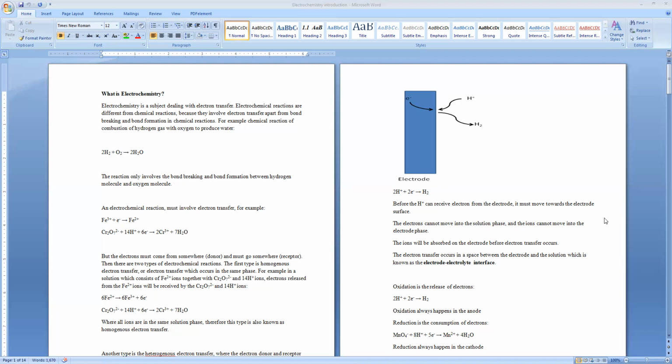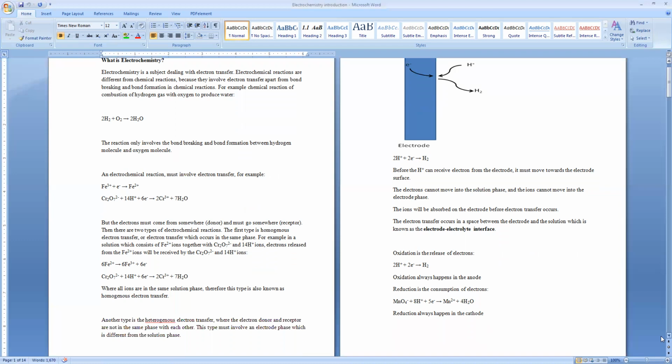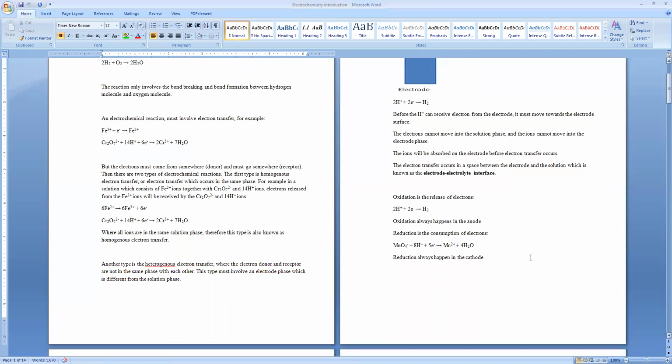But how do you describe an electrochemical reaction? The electrochemical reaction must involve electron transfer. For example, when you have ferrum 3 plus ion plus 1 electron, you get ferrum 2 plus. This is an electrochemical reaction because it involves electron transfer. The electron from the electrode will migrate to the ferrum 3 plus ion in the electrolyte, so then you get the ferrum 2 plus.